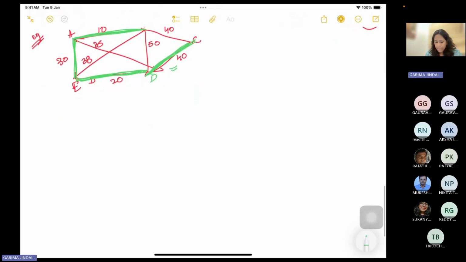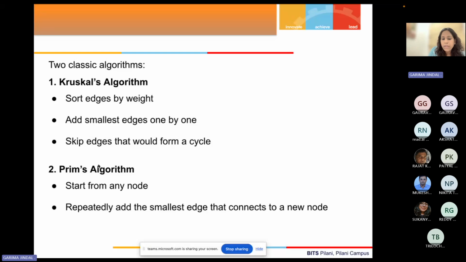Okay, so now let us see how Prim's algorithm works. There's another algorithm called Prim's algorithm to identify the spanning tree. In this, we start from a node and repeatedly add the smallest edges that connect to a new node. Prim's algorithm is very similar to how Dijkstra's algorithm works. Let me take another example here. Suppose I have this network.